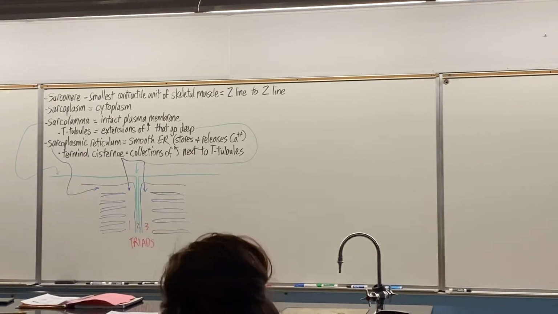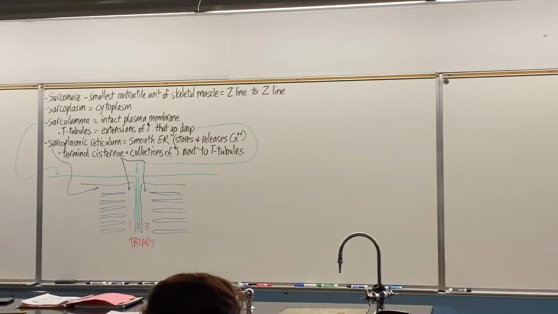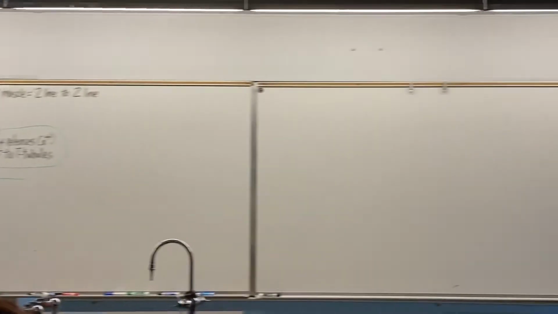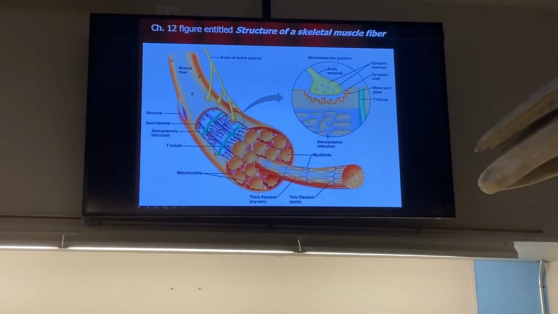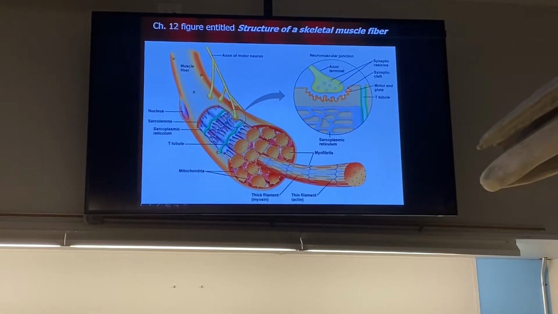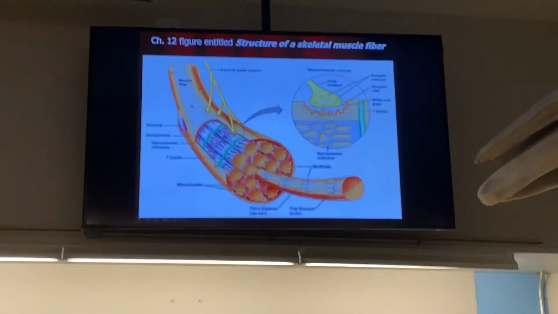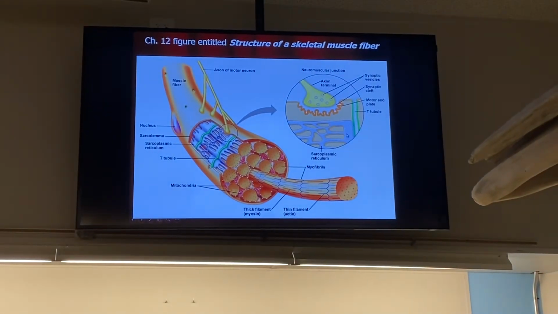Okay? And that's what you see here. The green T-tubule and a bag of smooth endoplasmic reticulum we call sarcoplasmic reticulum on either side. It doesn't label the terminal cisterna, but that bag next to the T-tubule is a terminal cisterna. Here's one of them right here. Doesn't that kind of look like what I drew? Any questions? You got to know these words.